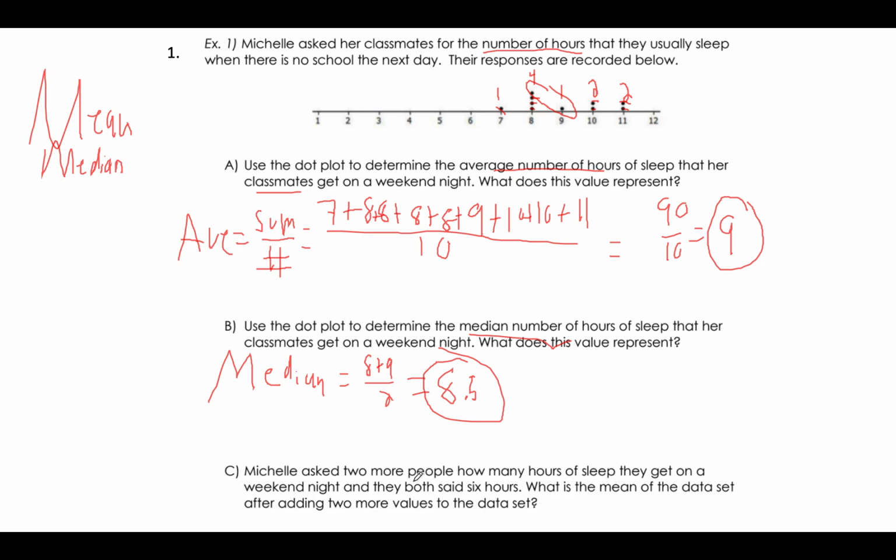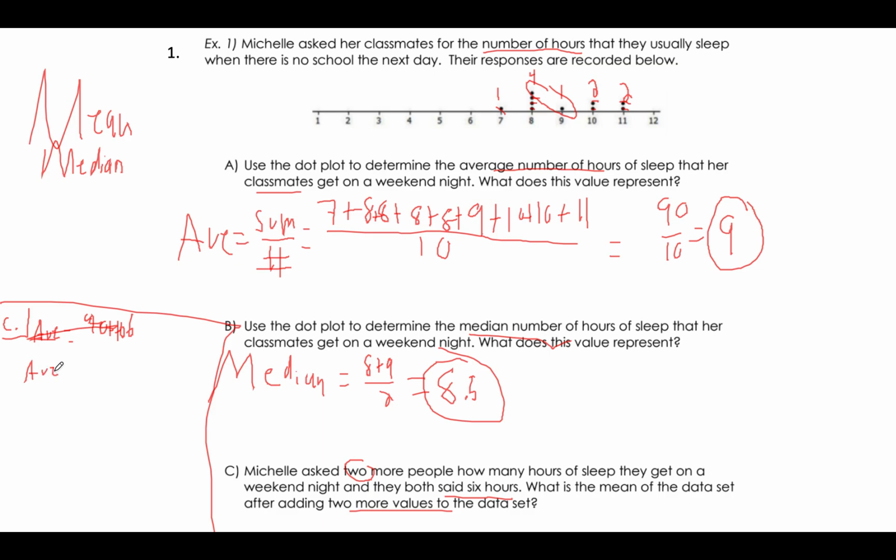So let's look at C. Michelle asked 2 more people how many hours sleep they get on a weekend night, and they both said 6 hours. What is the mean of the data set after adding 2 more values to the data set? I'm going to do this one over here because I ran out of room. To find that, we're going to take our previous sum, which was 90, and add 6 to it twice.